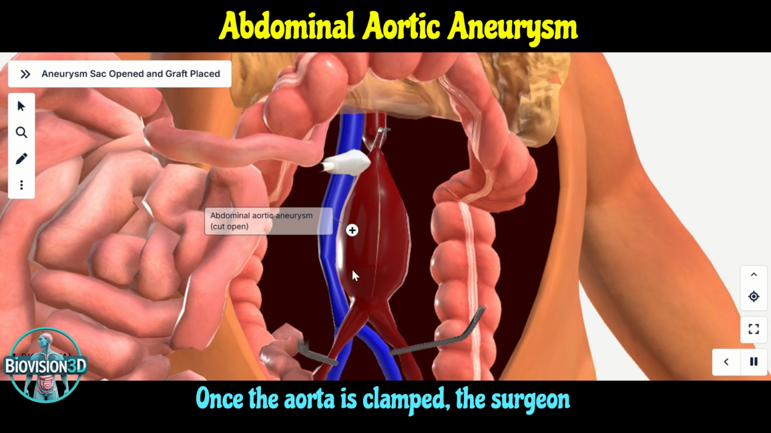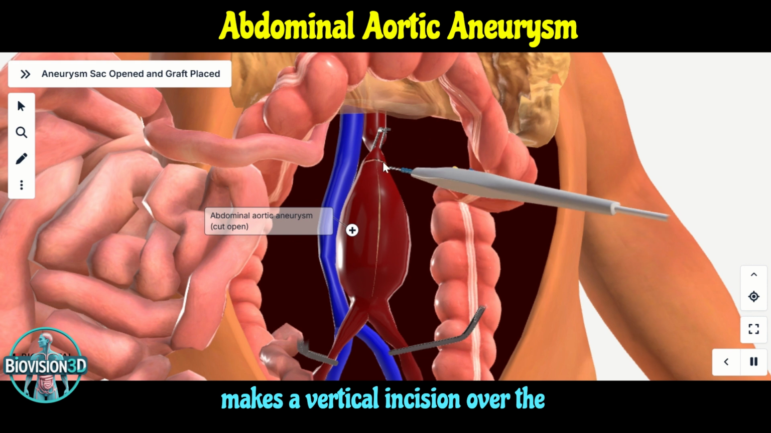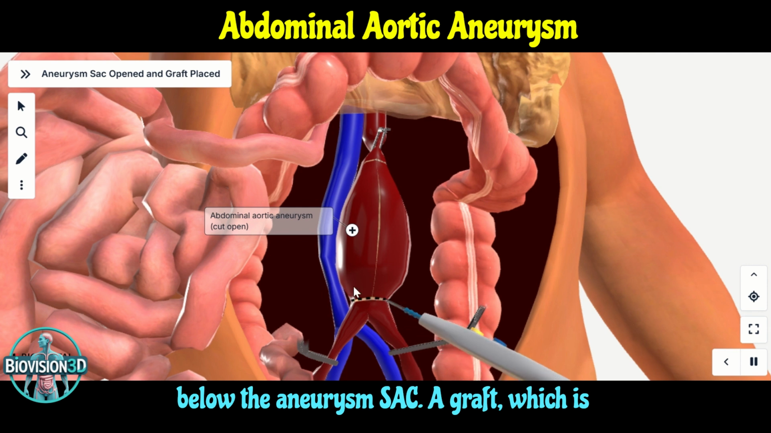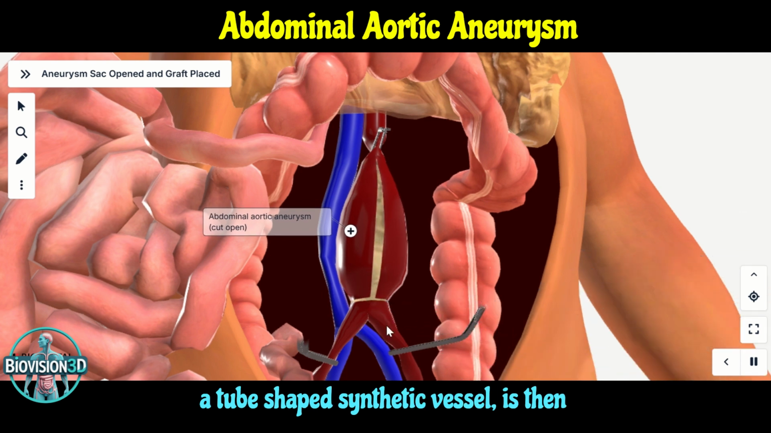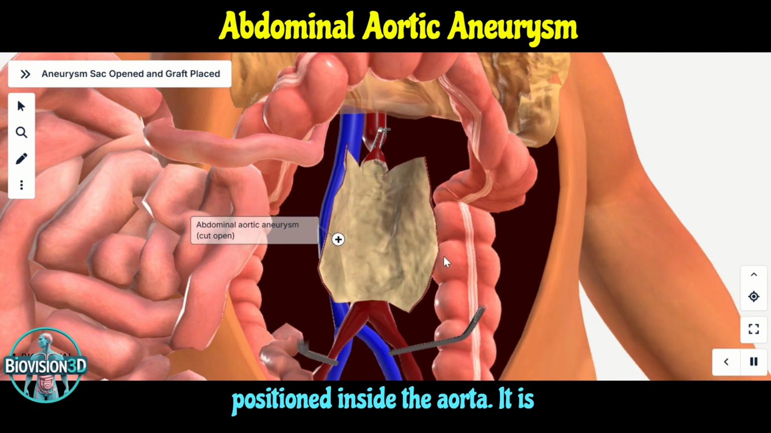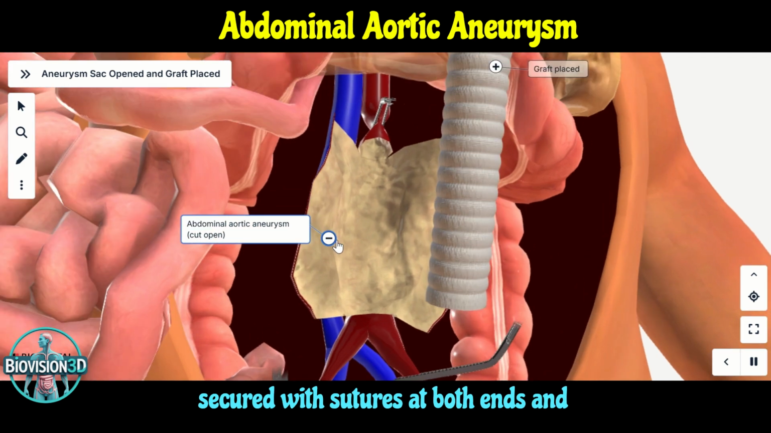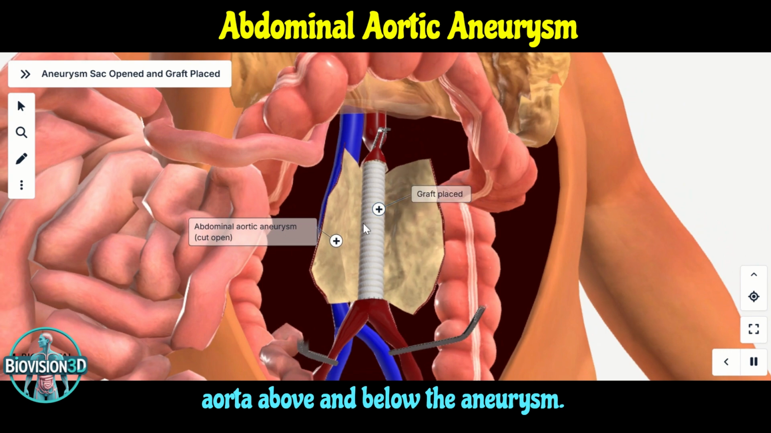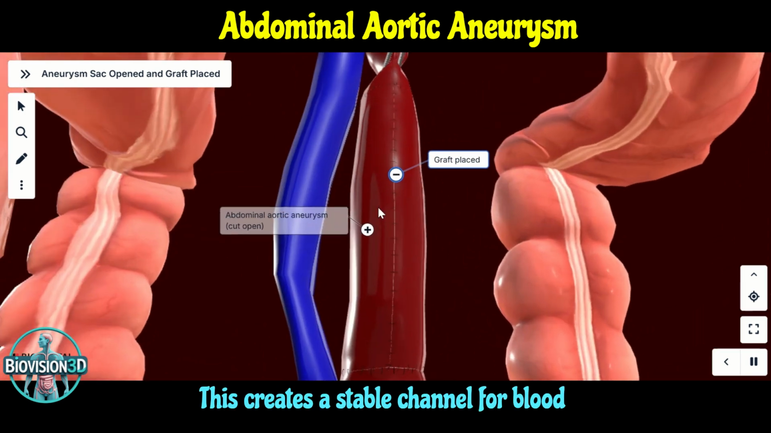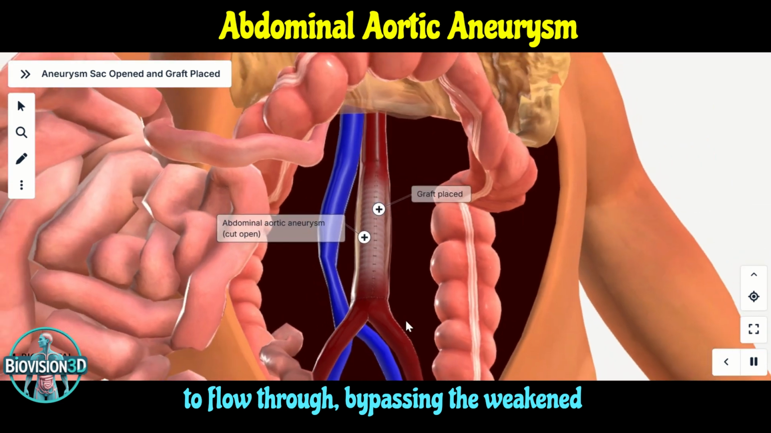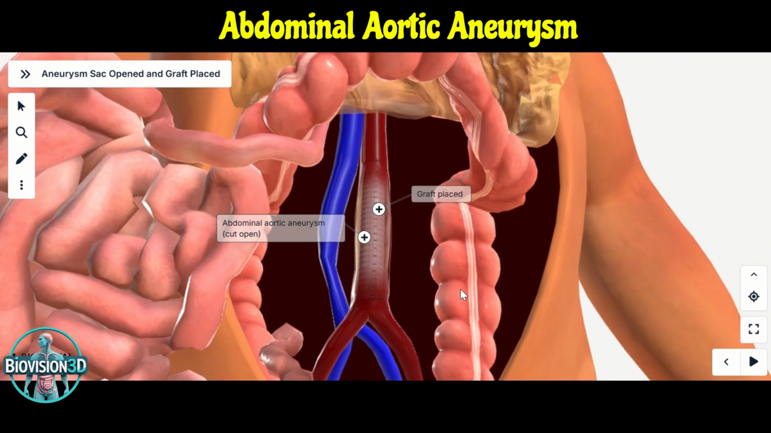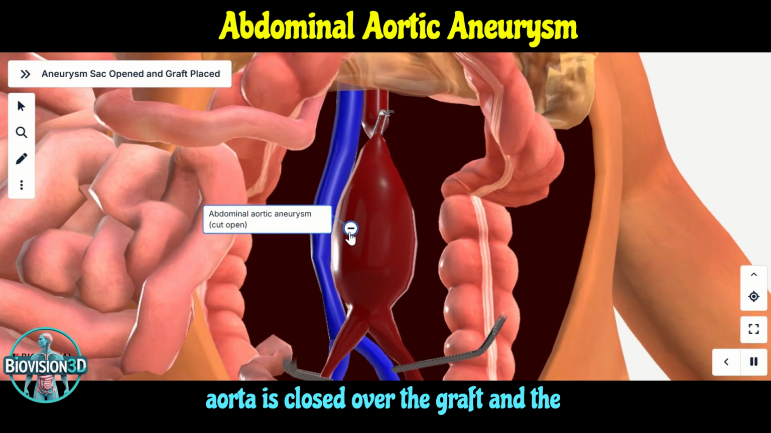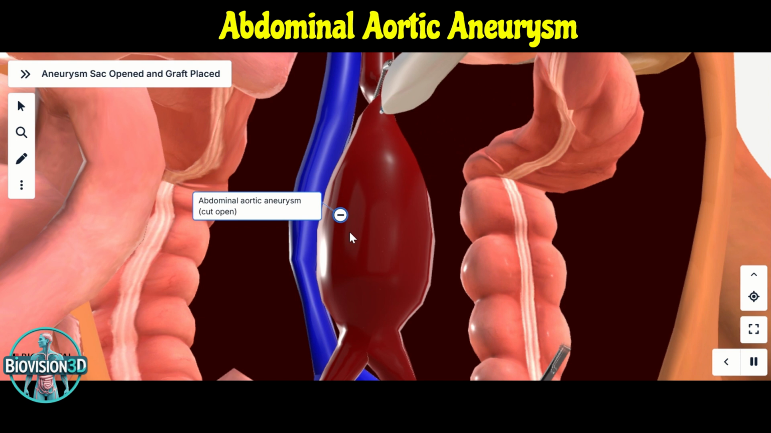Once the aorta is clamped, the surgeon makes a vertical incision over the aneurysm, opening the aorta above and below the aneurysm sac. A graft, which is a tube-shaped synthetic vessel, is then positioned inside the aorta. It is secured with sutures at both ends and attached to the healthy sections of the aorta above and below the aneurysm. This creates a stable channel for blood to flow through, bypassing the weakened and enlarged portion of the artery. After ensuring there are no leaks, the aorta is closed over the graft and the clamps are carefully removed.